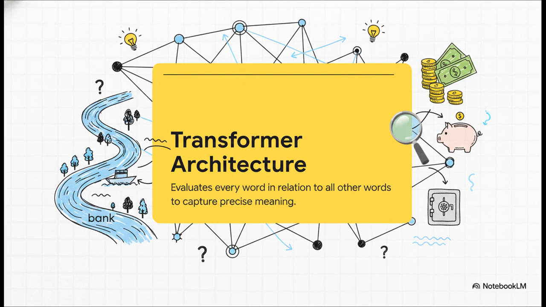Right, and this perfectly explains how Claude understands nuance. Think about the word bank. If you use it in a sentence about a river, it means something entirely different than if you use it in a sentence about money. The transformer architecture lets Claude look at all the surrounding words to capture that precise context instantly. It literally never reads a word in isolation.